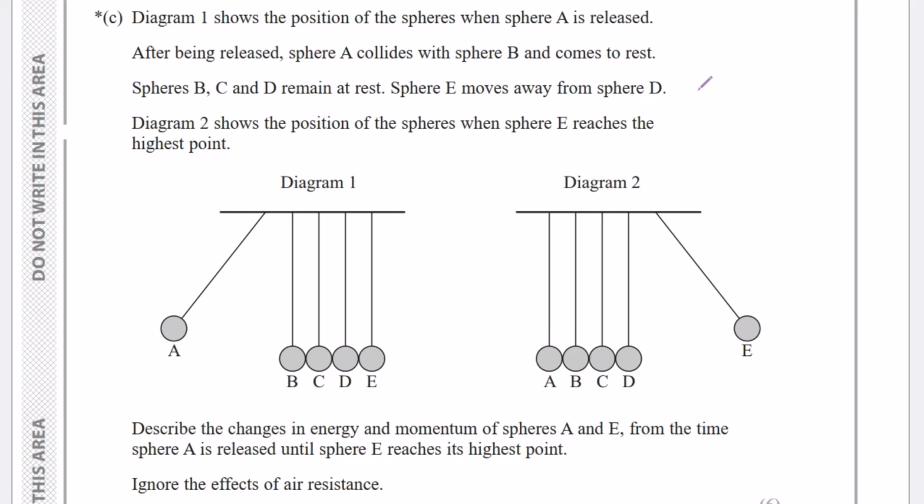Diagram 1 shows the position of the spheres when sphere A is released. After being released, sphere A collides with sphere B and comes to rest. Spheres B, C, and D remain at rest. Sphere E moves away from sphere D. Diagram 2 shows the position of the spheres when sphere E reaches the highest point. Describe the changes in energy and momentum of sphere A and E from the time sphere A is released until sphere E reaches the highest point. Ignore the effects of air resistance.